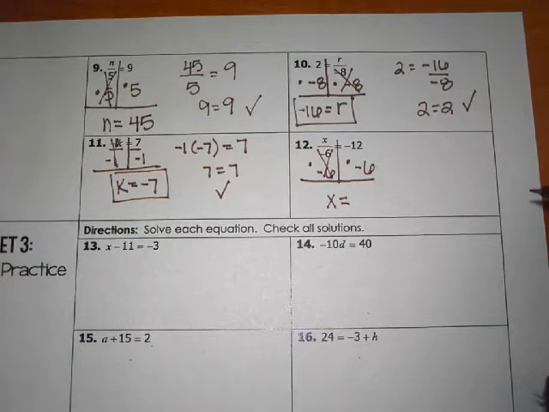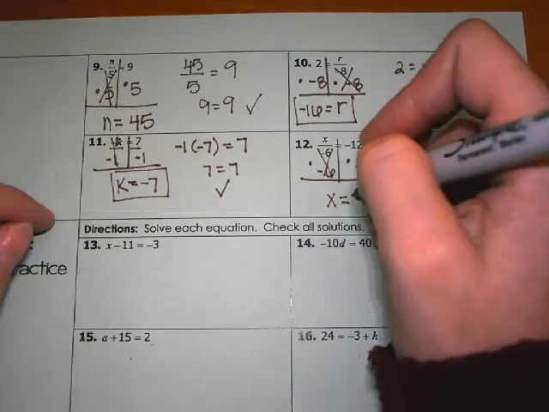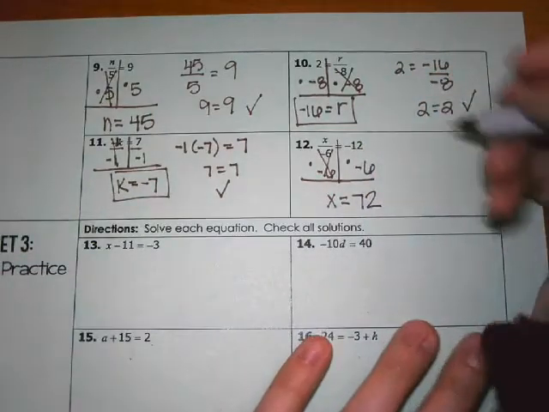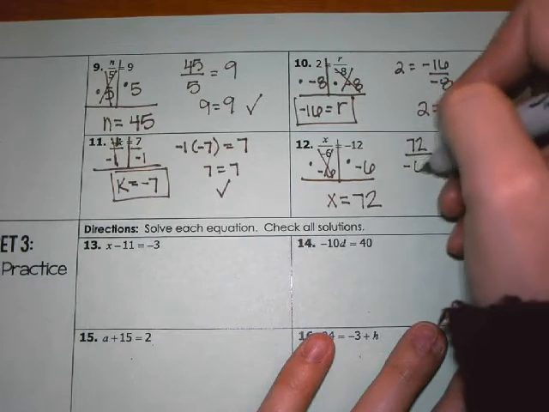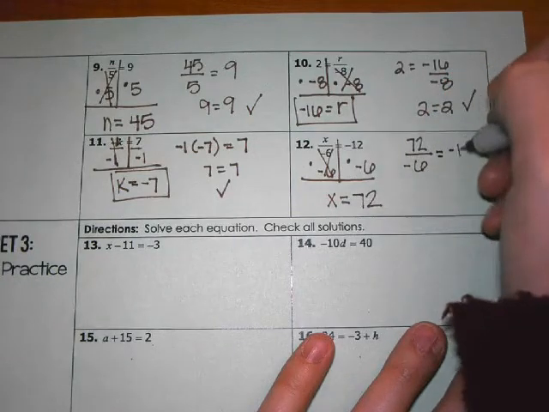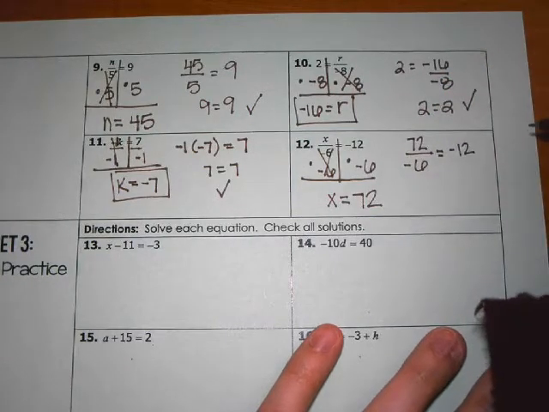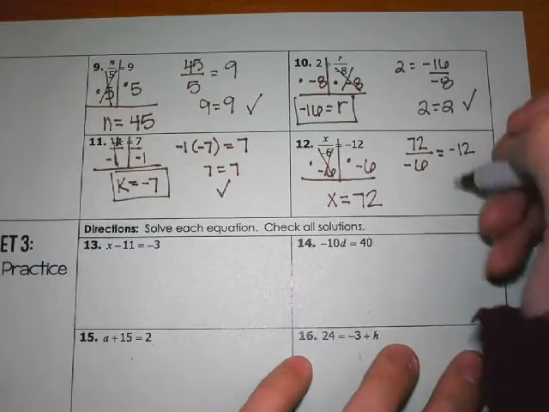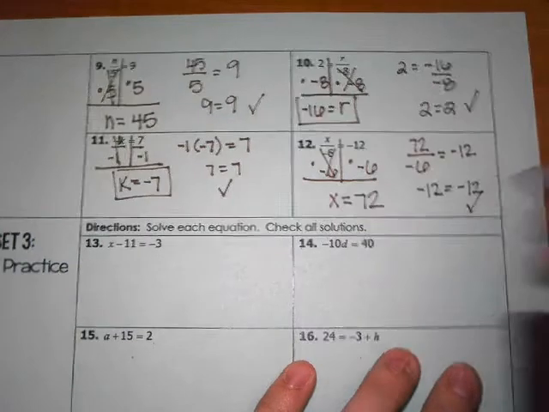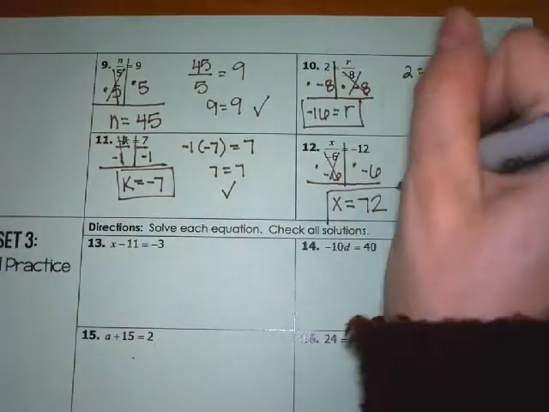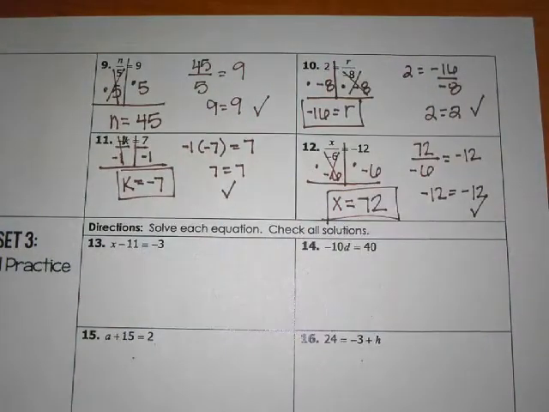What's negative 12 times negative 6, everyone? Positive or negative? Plug it back in, you get 72 divided by a negative 6. Guys, what's 72 divided by a negative 6? Does negative 12 equal a negative 12? So we know we did it right. Questions?